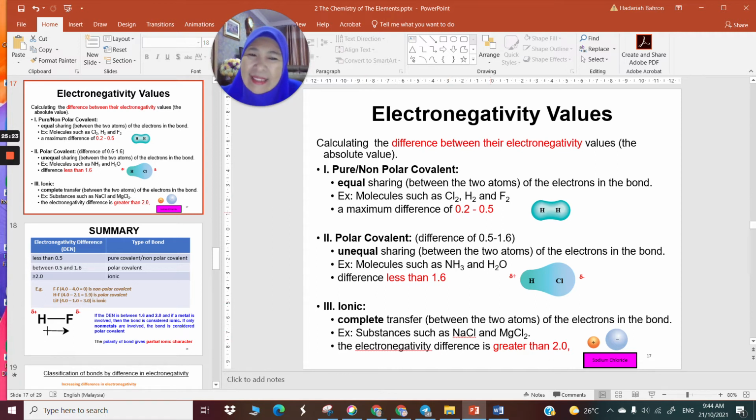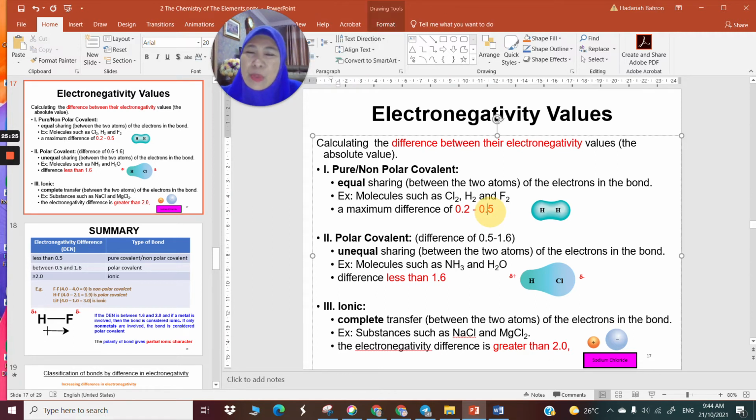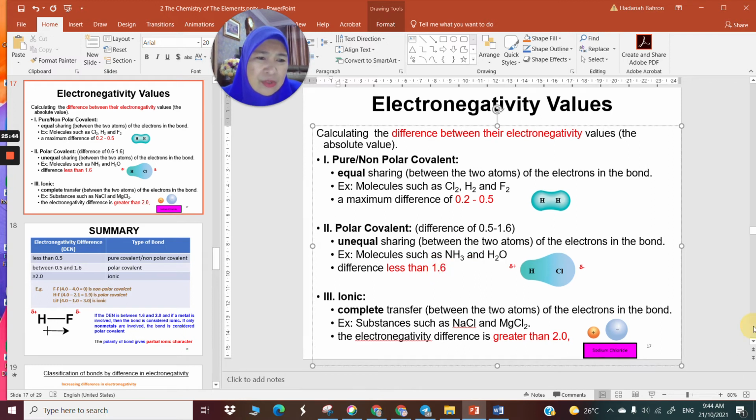So anything less than 0.5 is a nonpolar bond. Anything bigger than 0.5 up to 1.6 is a polar covalent bond. Anything bigger than 2 is ionic. So what is going to happen between 1.6 and 2? There is an area between 1.6 and 2. So let's have a look.